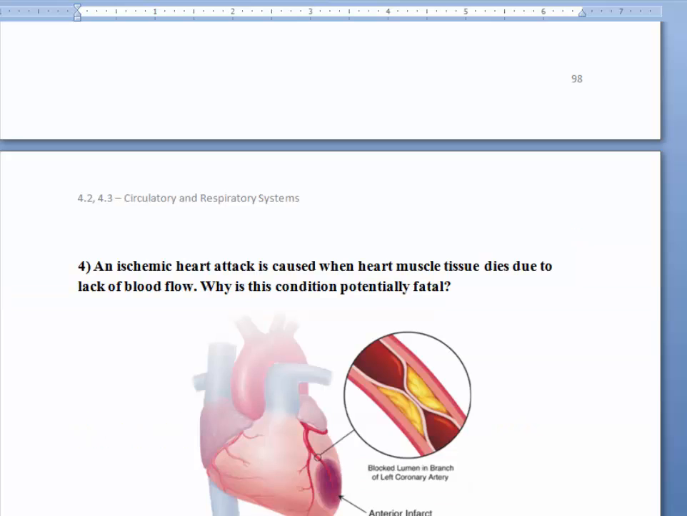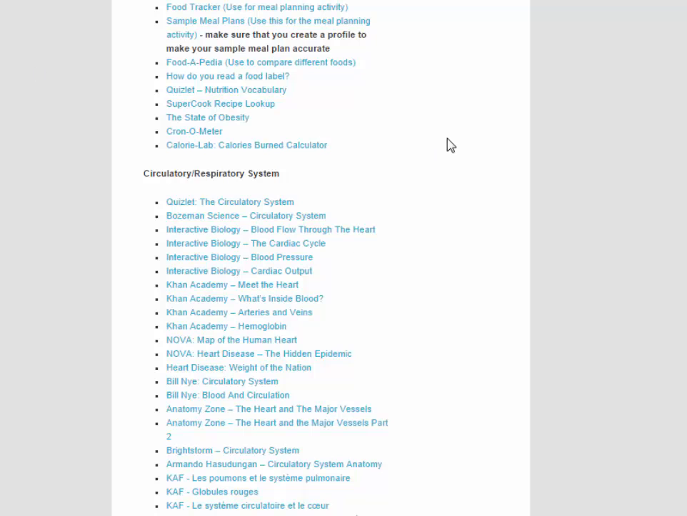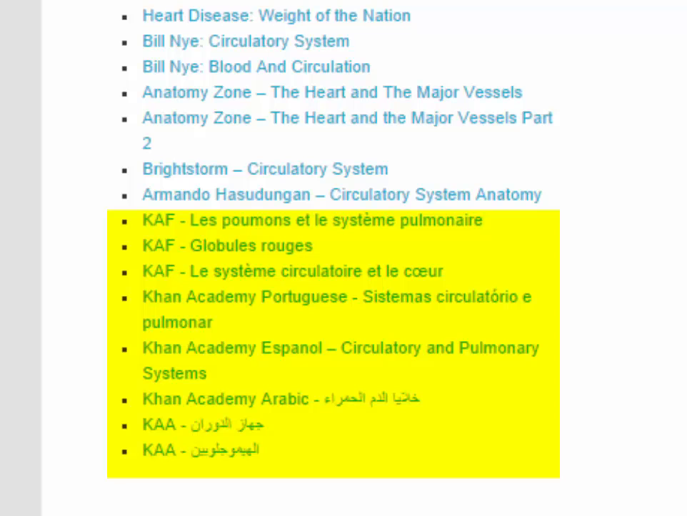If you need more help, or if you want to consult something other than our textbook, you can go to our ADP site and click on this link. I think this is the best, or you can click on these links down here. This is the best one in English, but any of these links will explain the same information in different languages. These ones in French, this one in Portuguese, this one in Spanish, and these three in Arabic.